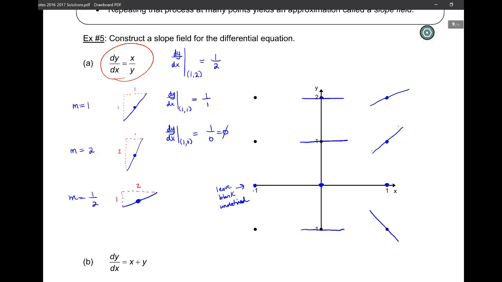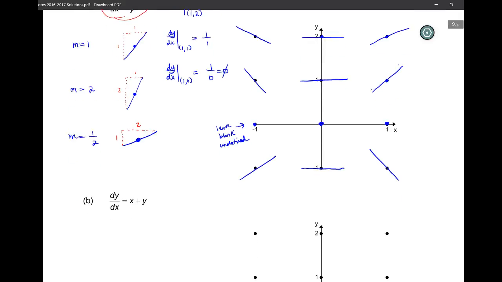Let's go to (-1, 2). This is going to end up being a slope of -1/2, so something like that. At (-1, 1), I'm going to have a slope of -1, so that's going to be like that. Again, that one we're going to leave blank. And then (-1, -1), -1 over -1 is 1. So that's going to have a slope of +1. So it has a little bit of symmetry there.